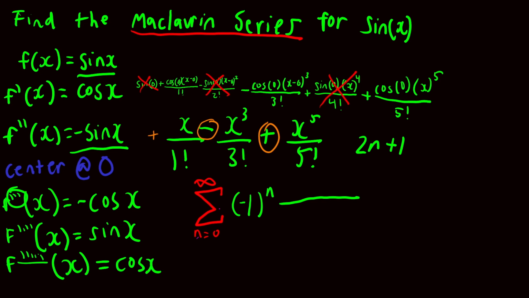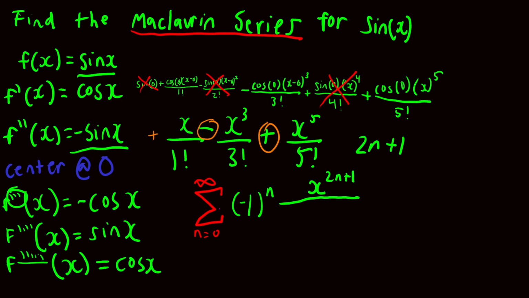Because if we subtracted 1, I'll just show you guys really quick. If we subtracted 1, we're starting at 0. It would be 0 minus 1 equals -1. The first term is not x to the -1. It's x to the 1. So if we use 2n plus 1, we get 0 plus 1, which is correct. So that means it's going to be x to the 2n plus 1.